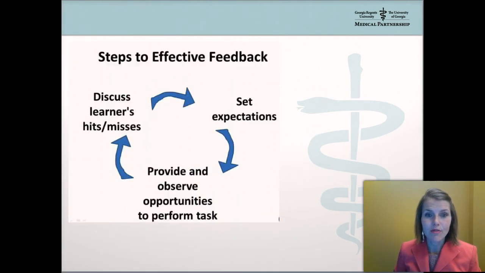Finally, I'd like to review the feedback cycle one more time. First, set expectations and be as clear as possible. Next, provide and observe opportunities of the student performing the task. And lastly, discuss the learner's hits and misses.